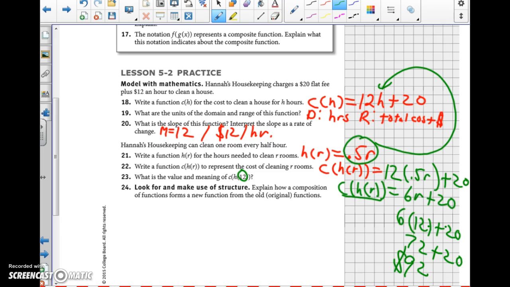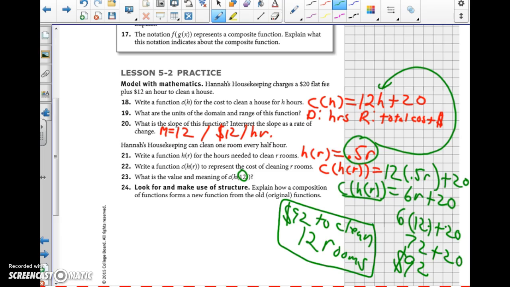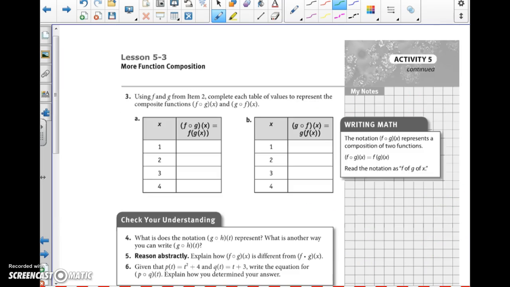Okay. All right, now, interpret what that means. So that would mean what? I would take $92. It costs $92 to clean 12 rooms. Exactly. That's what you write down. It takes $92 to clean 12 rooms. Is exactly right. That's what it means. That's the interpretation of that. You got it. Okay, good. You did that. So much time to teach you.